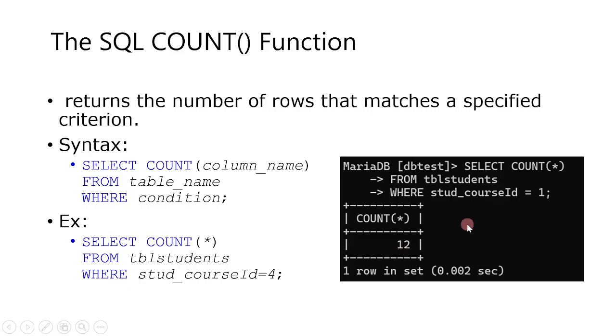So it is also possible, for example, if I'm not going to have a where, then it is going to return the number of all records in our table. So meaning all students, if ever I'm not going to have the condition here. Okay, so that's for the count function.